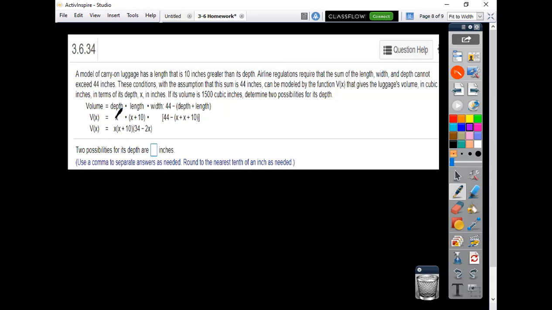So we're looking for two x's when this equation would equal 1,500. So we're talking about this volume being the 1,500. Let's just go back and solve this using an electronic type of tool. If I subtract that 1,500 to the other side, then I would be looking for x times x plus 10 times the 34 minus 2x, minus that 1,500, to equal 0.